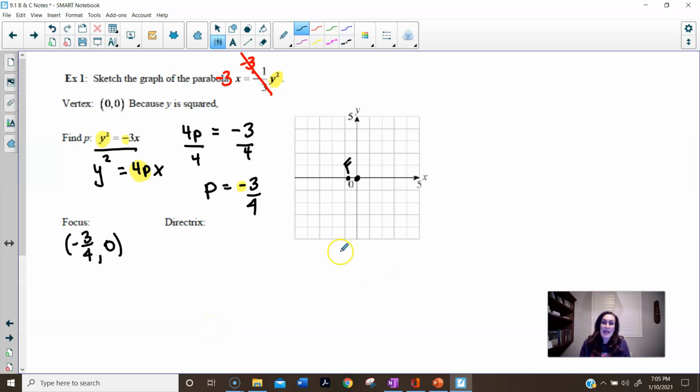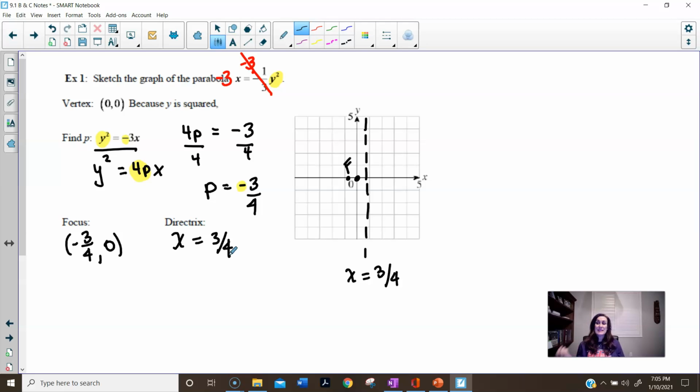Now the directrix is going to be a perpendicular line to the axis of symmetry. The axis of symmetry is the x-axis. So I'm going to go to the right 3/4 and draw the directrix. So here's the directrix. It's that dotted line. The equation is x equals +3/4, and I can write it over here as well. So x equals +3/4. That is that vertical line right there.